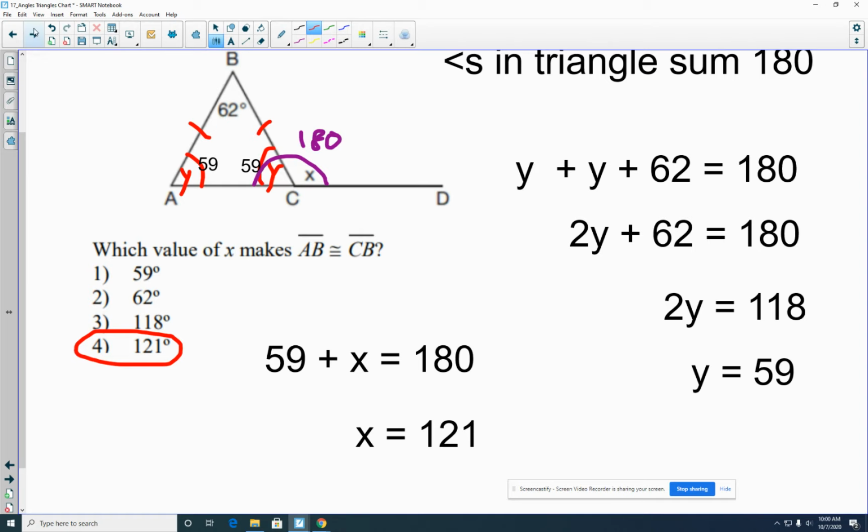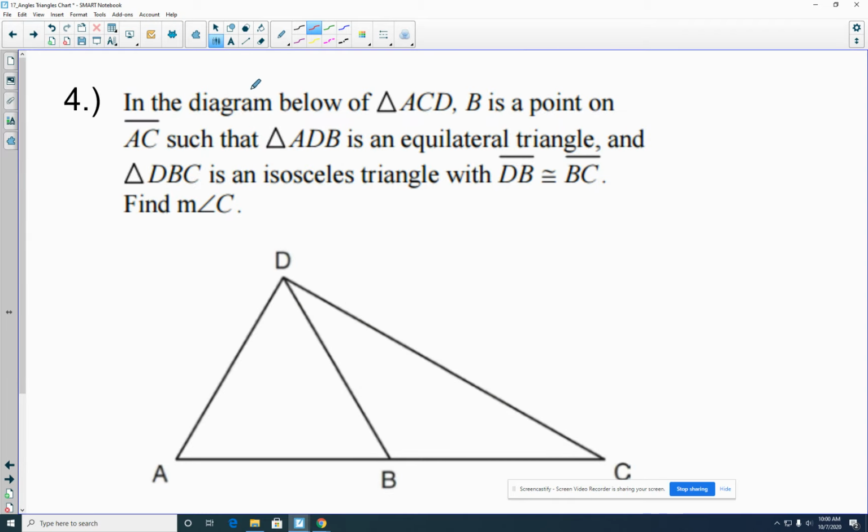Okay, so this one right here. Let's look at another example. We have a triangle, and this triangle, ADB, is equilateral. That means it's also equiangular. And then this triangle is isosceles with these equal sides. First let's deal with the equilateral triangle. ADB is equilateral. That means that each angle is 60 degrees. Done. Check. Equiangular, equilateral, same thing.